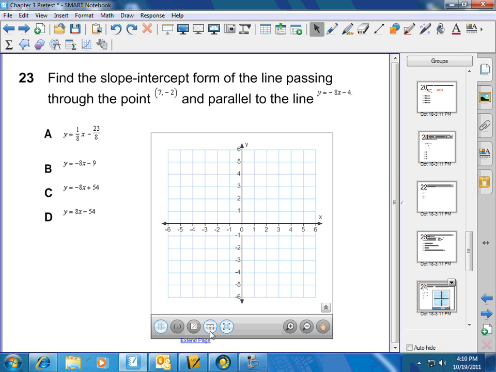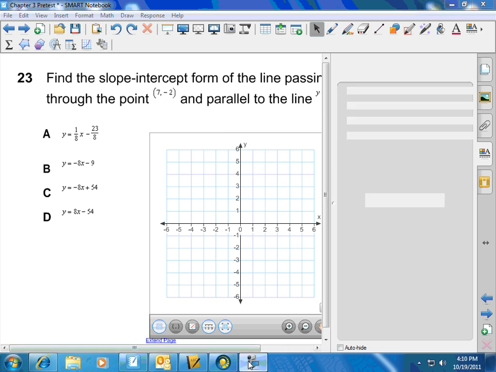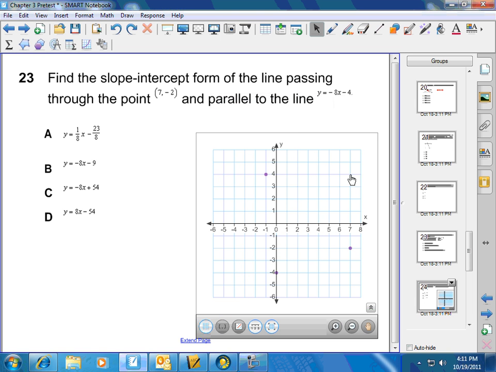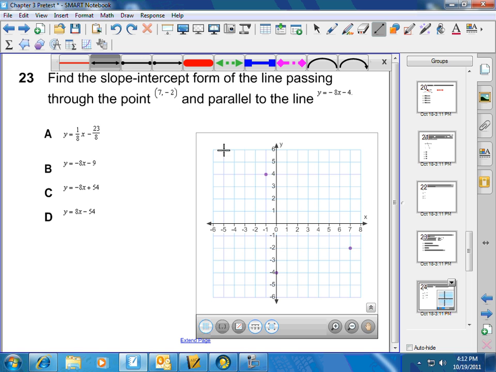Let me pause this real quick. Okay, I'm back. So we have this line, y is equal to -8x minus 4. If I graph that line, my y-intercept is at -4, and my slope is -8, or -8 over 1. And I can't go down 8 and 1 to the right, so I'll go up 8 and 1 to the left. Okay, and then notice I have my line here.